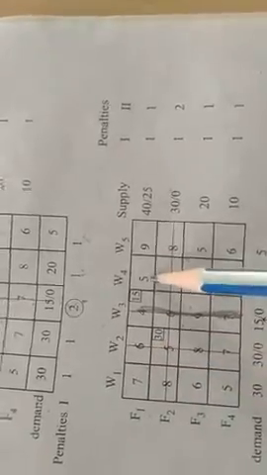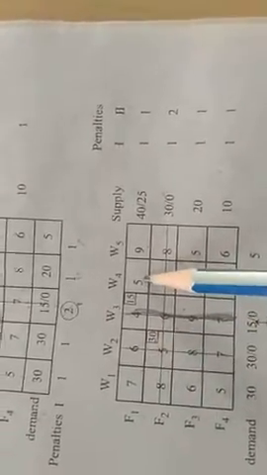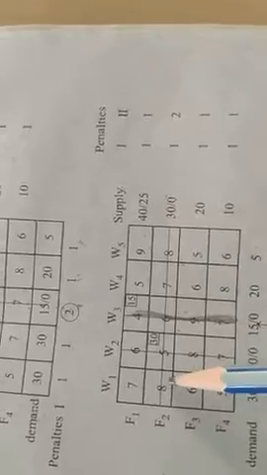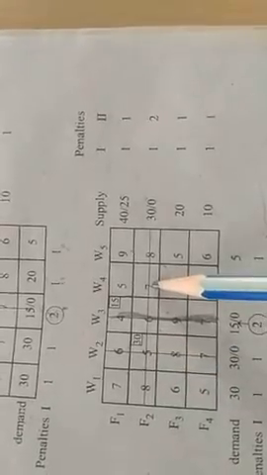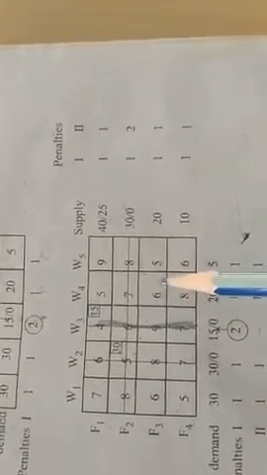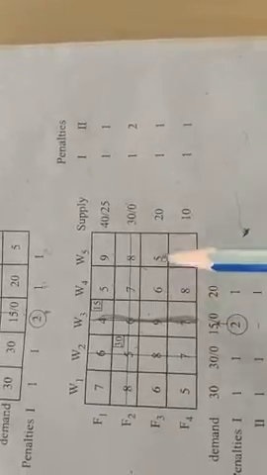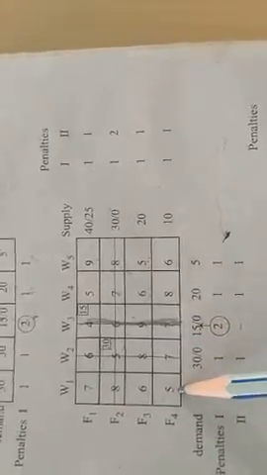7, 6, 5, 9. 6 is there, 5 is there. 6 minus 5, 1. Next, coming to the second row: 8, 5, 7, 8. 7, 5. 7 minus 5, 2. Next, 6, 8, 6, 5. 6, 5. 6 minus 5, 1. Here also 5, 7, 8, 6. 6 and 5 are the two minimum costs. 6 minus 5, 1.